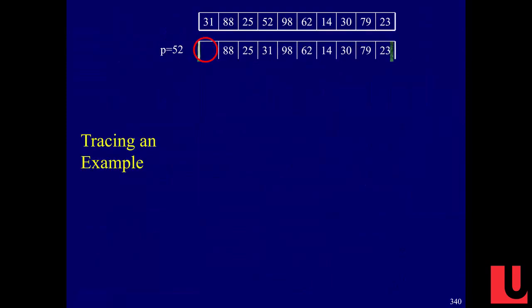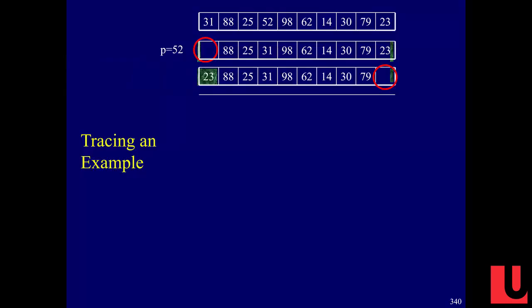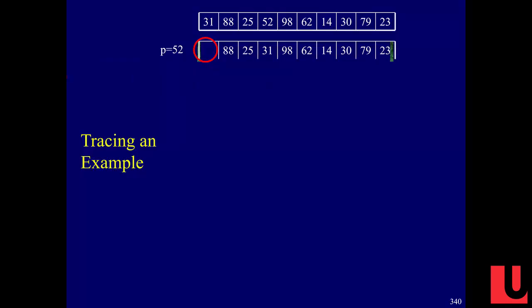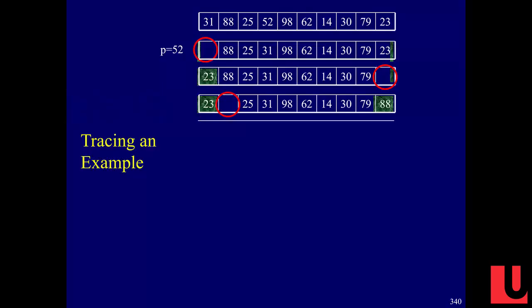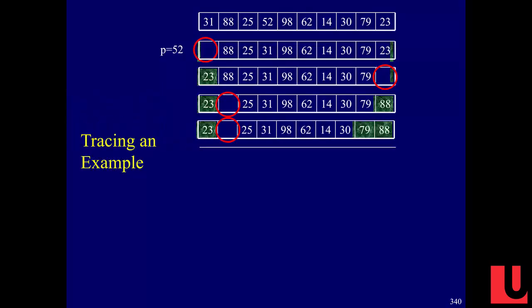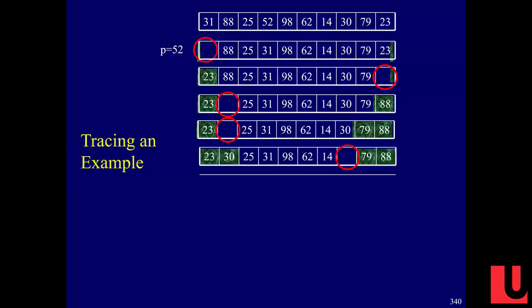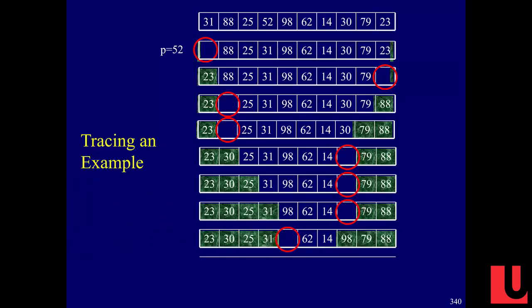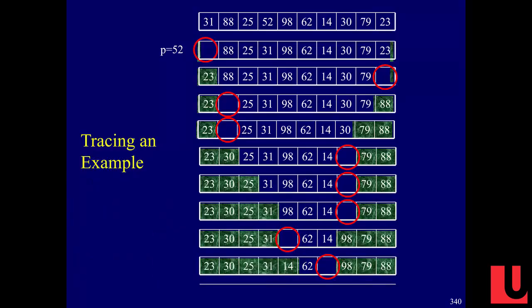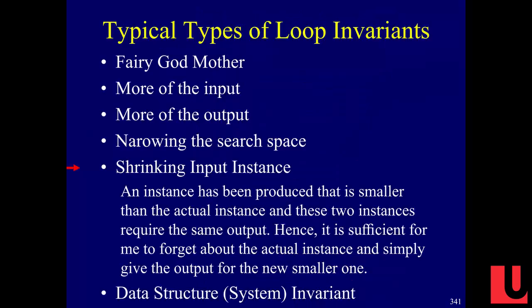Some people in the old days wanted me to trace things out. So you can say, what am I doing now? I compare it with the 23, put the 23 in the hole, take the 82, put it in the hole, take the 79, leave it where it is, take the 30, put it in the hole, the 25, leave it, the 31, leave it, the 98, put it in the hole, the 14, put it in the hole. The 80, 62, you put it in the hole, and we're done. Everybody good? All right.